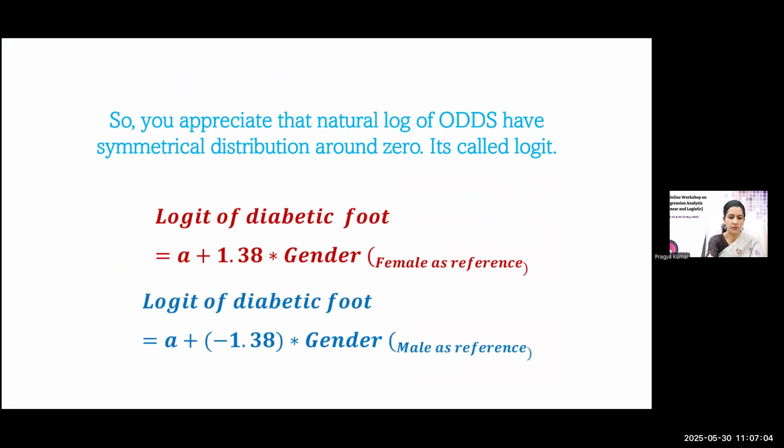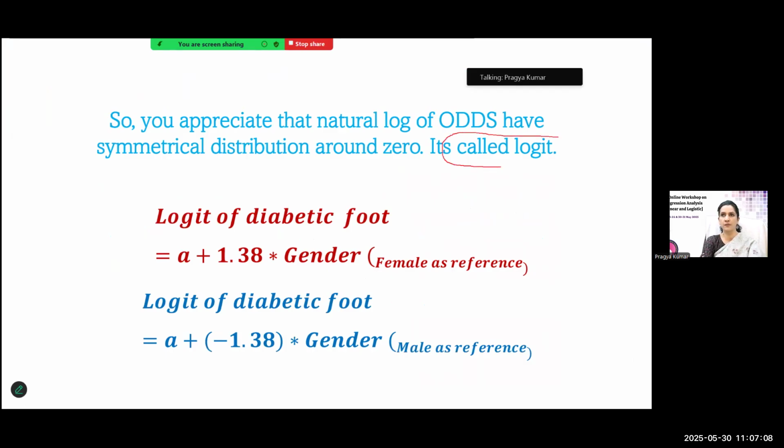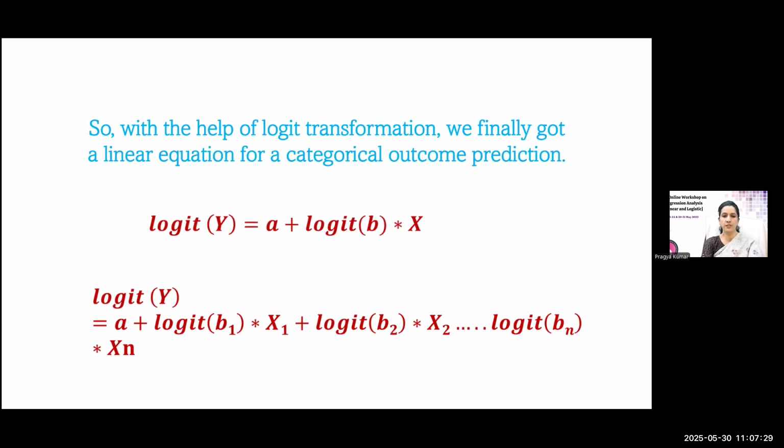So the same value which we have calculated as the natural log is now called the logit function, and now you can have an equation like a plus 1.38 into gender, and here only the sign will change for the other gender, because then you can have a symmetry around this. Okay, so that's why we convert that into a logit function. So finally, with the help of the logit transformation, we got a linear equation for a categorical outcome prediction.